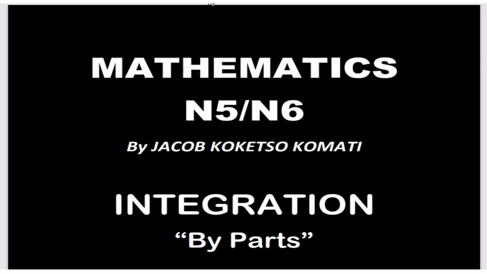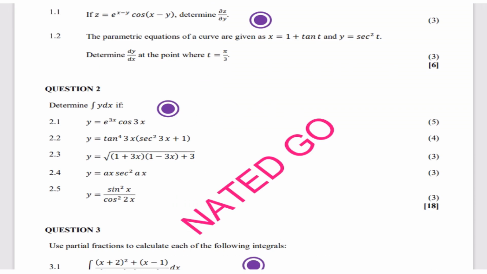First, we have to know how to identify the by parts questions. Remember, they just give you a question and you have to know which method to use to solve it. So you have to know if the question is going to need by parts or not. In Maths N5 it's usually question 4, in N6 it's usually question 6. Here I have N6 question papers, but the method of identifying the questions is exactly the same.